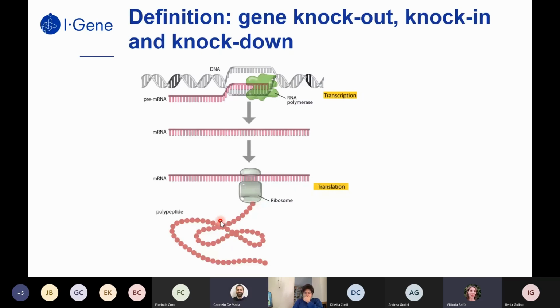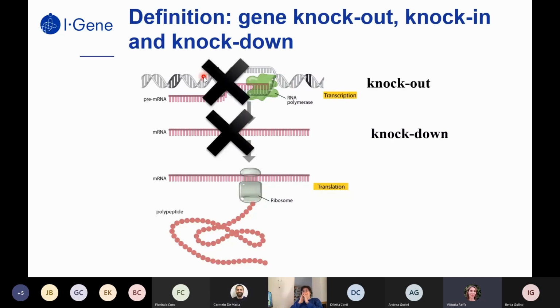To switch off the expression of this protein, we have different options. Well, we can act at the level of the messenger RNA. And when we do this, we talk about a gene knockdown, which means that we switch off the protein acting on the messenger, but not on the genome. The other option, of course, is to switch off the gene, so to act directly on the genome. This is a permanent modification, and we talk about a gene knockout.